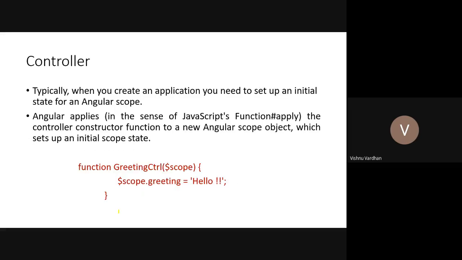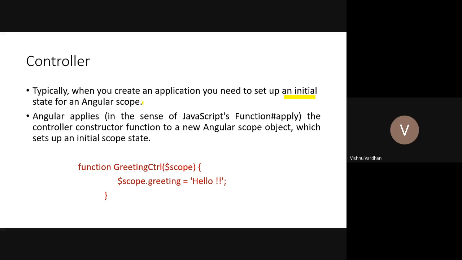So typically when you create an application, you need to set up an initial state for an Angular scope. Whenever we are using the runtime of AngularJS for the first time, we need to have this initial setup of whatever properties and fields you have in this HTML file. Angular is a functionality, the runtime, that you provide by using the keyword ng-app. Otherwise this is just an HTML file in which you embed the AngularJS functionality.